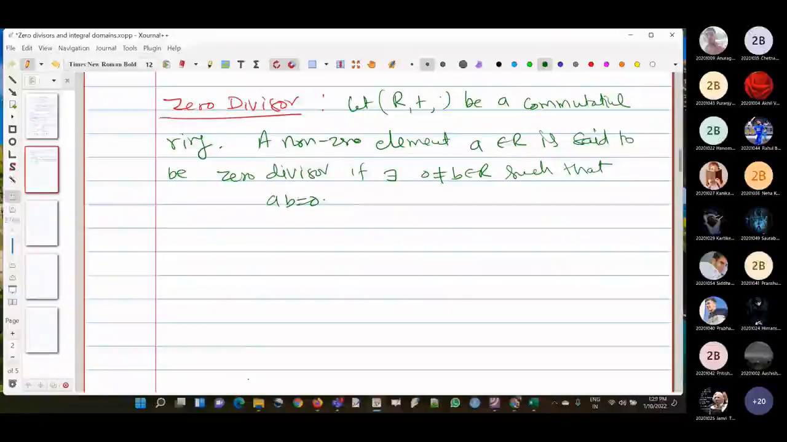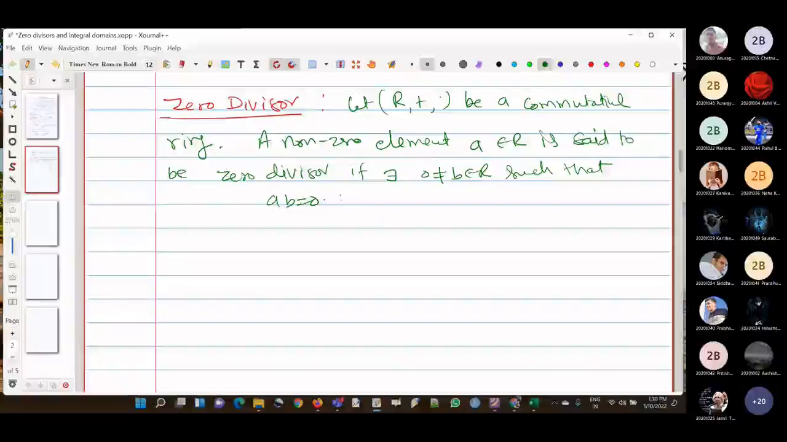In fact, if a is a non-zero element we are taking, and we are getting another non-zero element b, and we are saying that a times b equals 0, we say that a is a zero divisor, and when a is a zero divisor, b is also going to be a zero divisor, just by changing the roles of a and b. So if a is a zero divisor, then certainly b is also a zero divisor. That is, both are zero divisors.